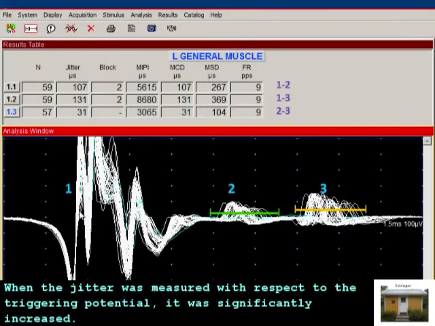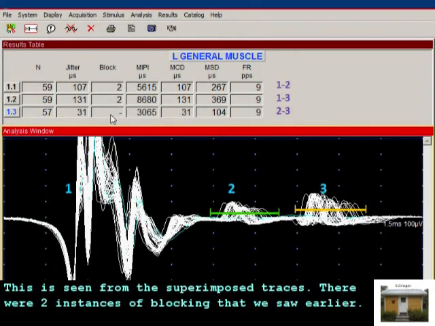When the jitter was measured with respect to the triggering potential, it was significantly increased. This is seen from the superimposed traces. There were 2 instances of blocking that we saw earlier.